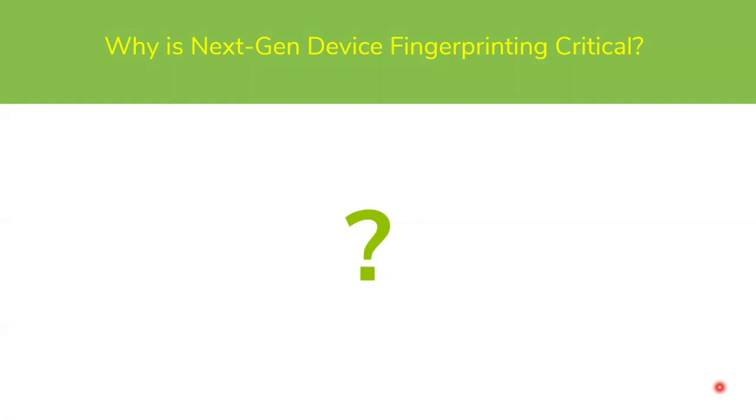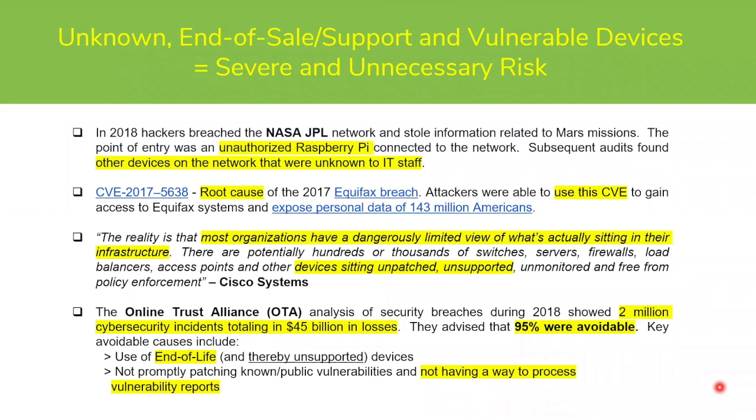We're going to talk about next-gen device fingerprinting, why that is critical, what the difference between next-gen device fingerprinting and legacy device fingerprinting is, and how that can affect your cybersecurity plans. So obviously, one of the things that device fingerprinting is used for is to detect and fingerprint unknown devices. So unknown devices are part of the picture.